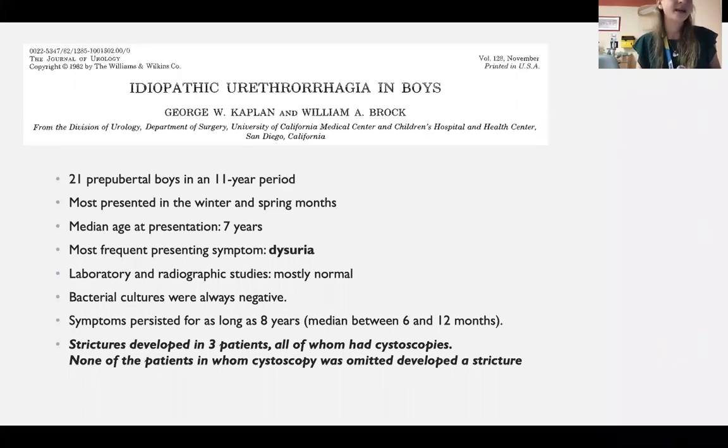All their labs and imaging were normal, and most cases resolved on their own in 6 to 12 months, although they did have cases that went on for as long as 80 years. One of their interesting findings was that strictures only developed in 3 patients, all of which had previous cystoscopies. Meanwhile, no strictures were developed in patients who did not undergo cystoscopy.